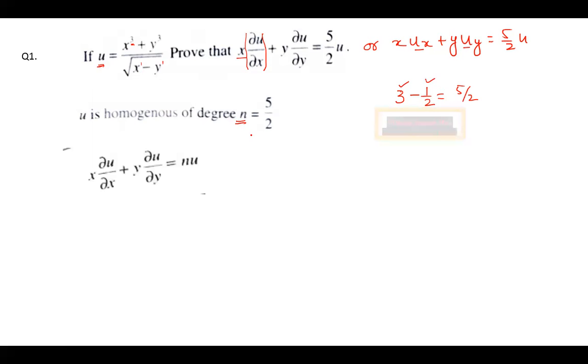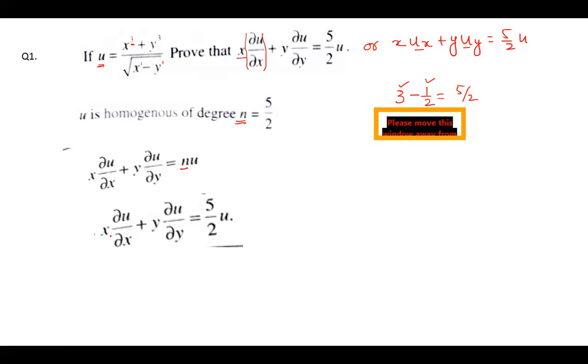Now let's apply Euler's theorem. What is Euler's theorem? x·uₓ + y·u_y = nu. Here we just substitute the value of n that we have got. So we get x times ∂u/∂x plus y times ∂u/∂y is equal to, the value of n is 5/2, 5/2 times u. Hope you have understood this.